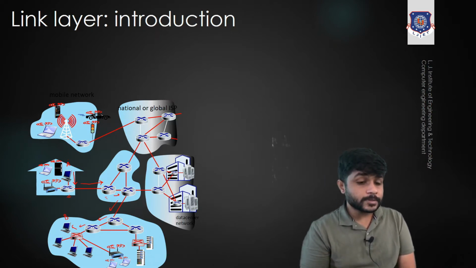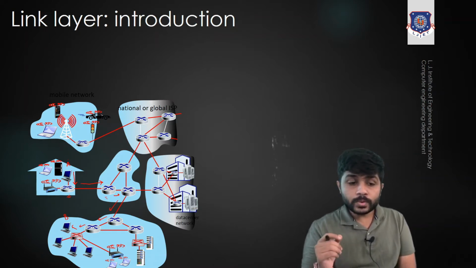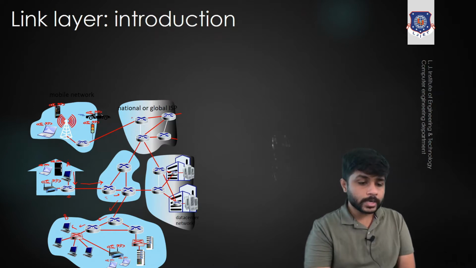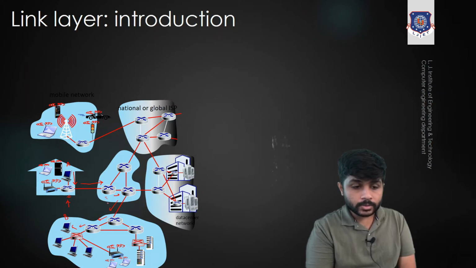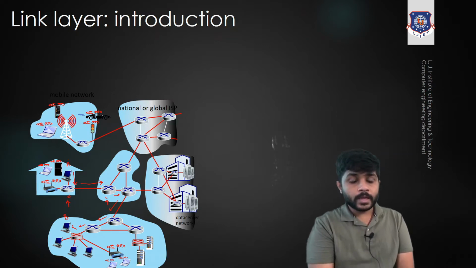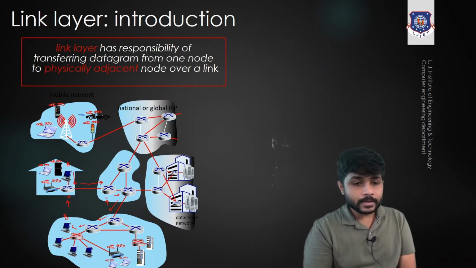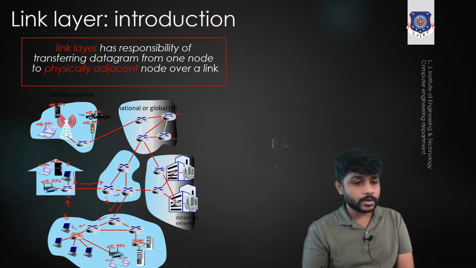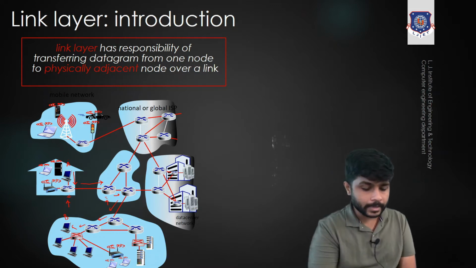Now, what is the responsibility of the data link layer? The responsibility of the data link layer is to transfer the data from one node to an adjacent node only. What I am trying to say is, when this router forwards the data to the next router, the responsibility of the data link layer completes. So you can see that the link layer has the responsibility of transferring a datagram from one node to a physically adjacent node over a link.